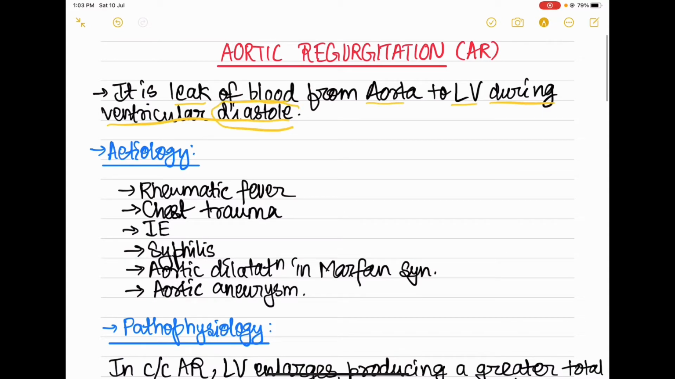Okay, during ventricular diastole. Coming to the etiologies of aortic regurgitation, first one is rheumatic fever, as we have seen in almost all the valvular heart diseases. Next is chest trauma, which is involving the aorta region. Then infective endocarditis, syphilis, aortic dilatation in case of Marfan syndrome, and aortic aneurysm.